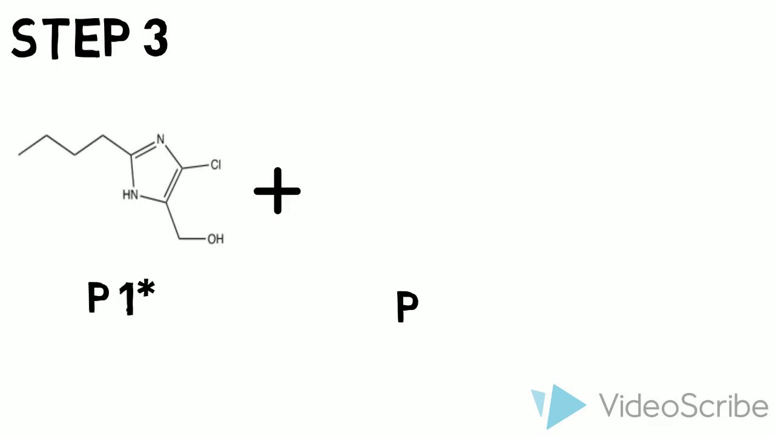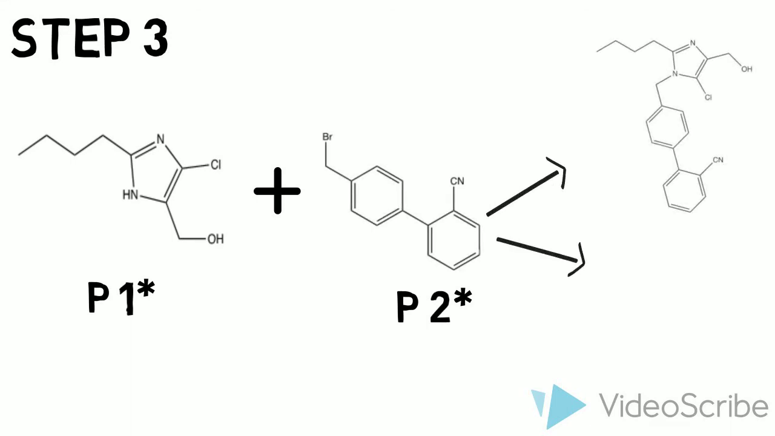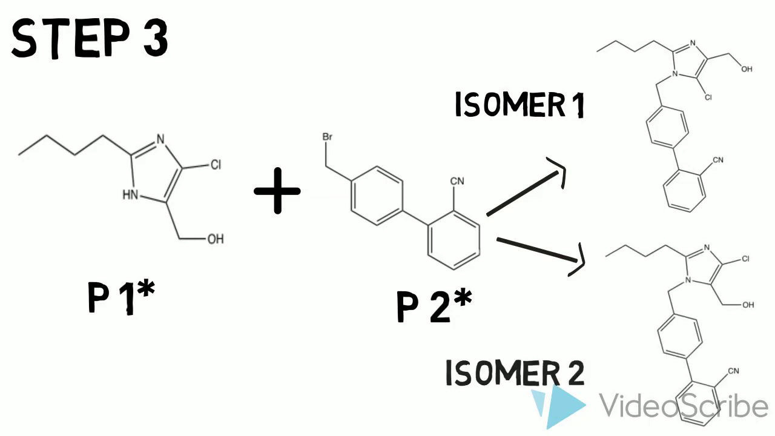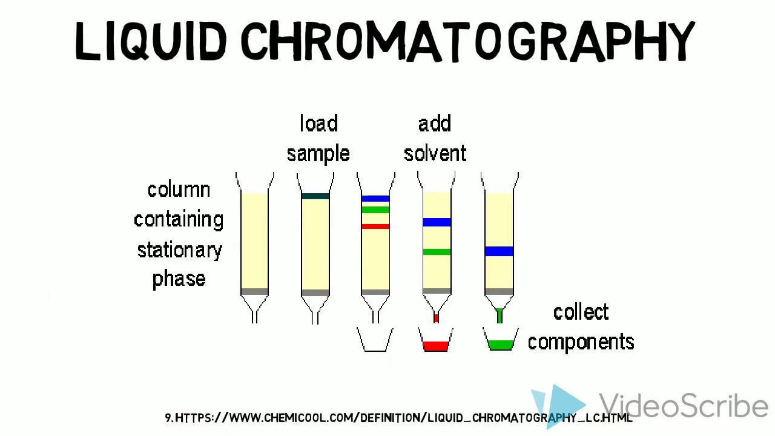The third step is the reaction between the imidazole group and the substituted biphenyl derivative, which forms 4-chloro-5-hydroxymethyl imidazole. However, this reaction forms a racemic mixture. Using liquid chromatography, these 2 isomers are separated. The desired isomer is isomer 2.